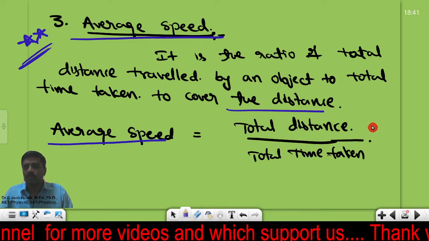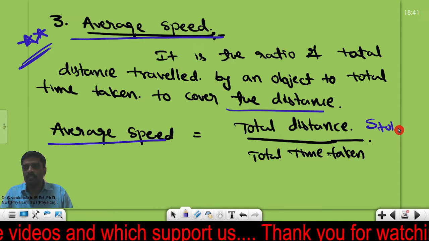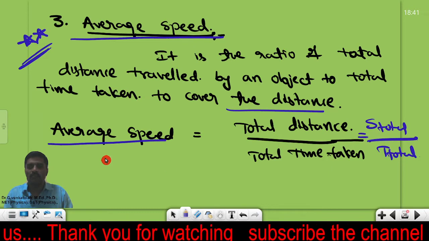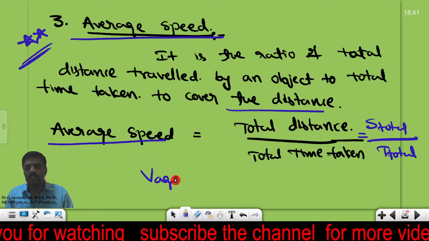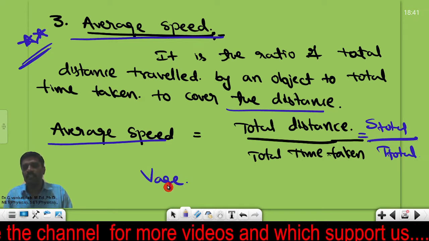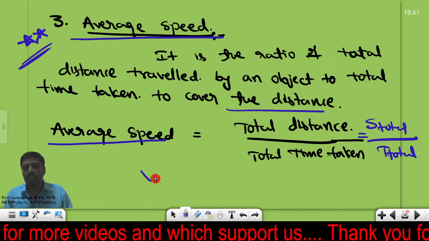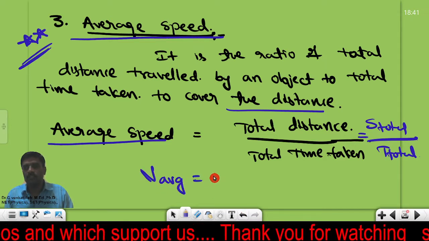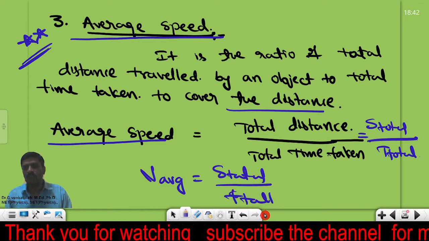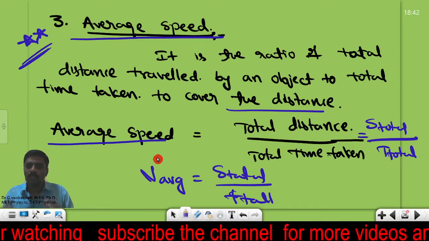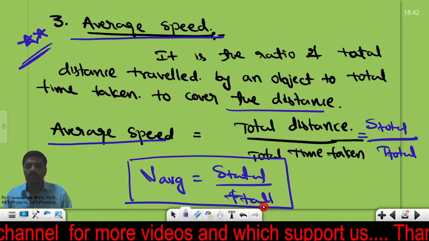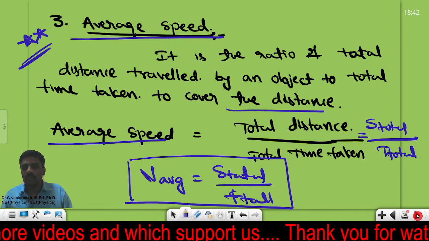So here is the total distance. That means S total, and we can take the simplest formula, S total divided by T total. This is the formula for the average speed. Then V average. I am not writing V bar here, V means speed only. So V avg, average, is equal to S total distance divided by T total. Now we have the average speed mathematical formula. We can use this formula in several methods. After this I will go to another definition.